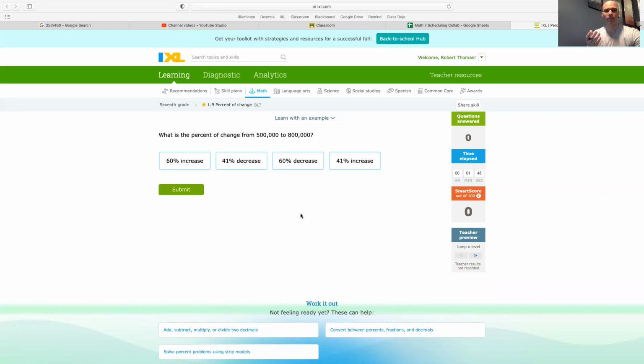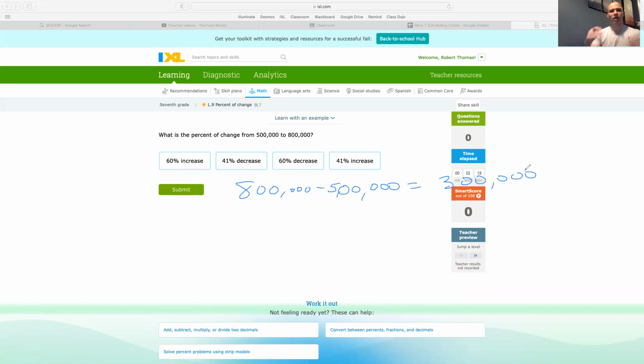So one way you could do this is first by figuring out how much was the change, right? Like what did the numbers actually increase by? And in this case, that's the difference. Well, it's always the difference between the two numbers. 800,000 minus 500,000 equals 300,000. So 300,000 is the actual amount of change.